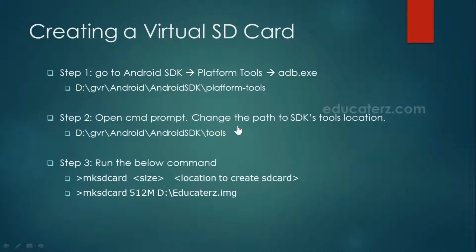Go to this folder and run the command mksdcard and the size of the SD card. How much you are expecting, 1 GB, 2 GB, 3 GB, 100 GB? In MBs you give M, GBs you provide G, and for KBs you provide K. Then give the exact location where you would like to store the file. I'm going to store it in the D drive. I named it educators.img, which stands for image, so all the data will be in image format here. We run this in the tools folder because the mksdcard application is in this location.